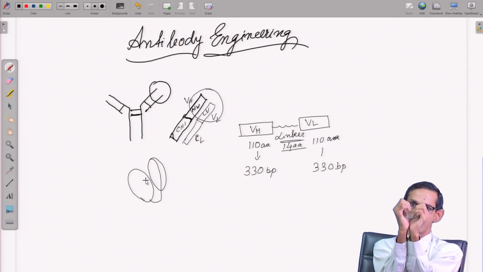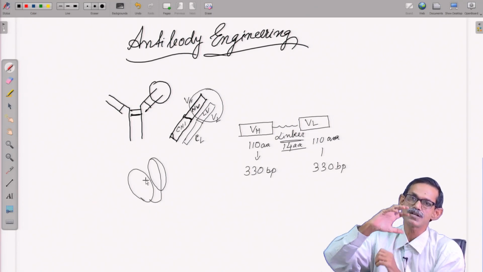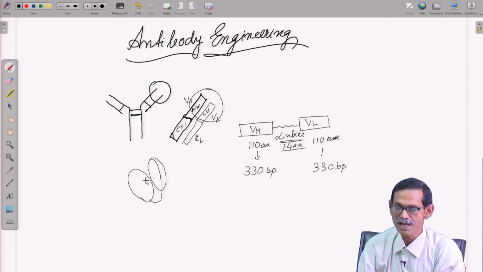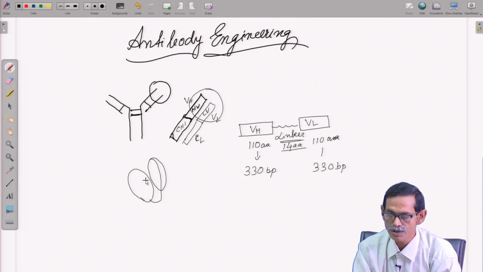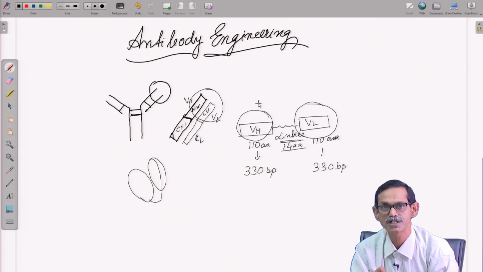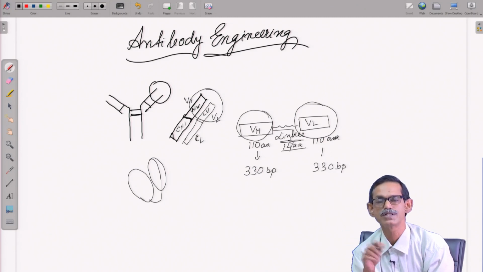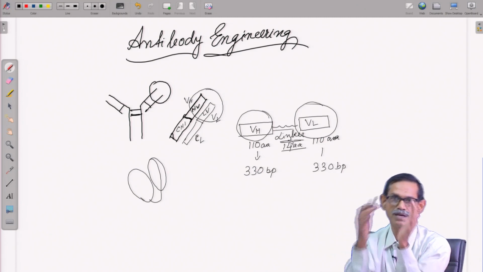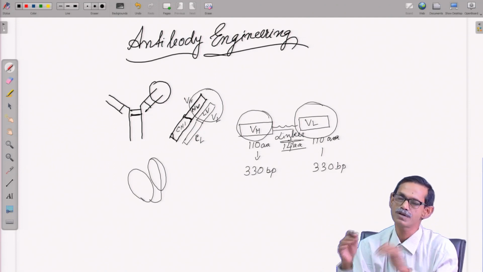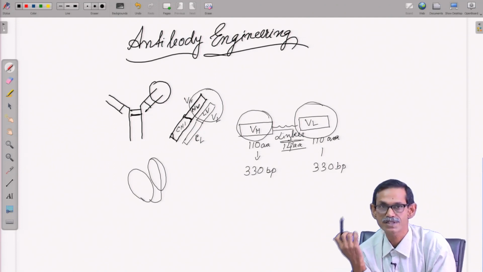So, they will go and fold. Instead of making the whole antibody, I am making a DNA construct which will have only the variable region of the heavy chain and the variable region of the light chain, connected by a 14 to 15 amino acid linker, which is already known. Which kind of combination will fold better is already known, so we do not have to do research for that.